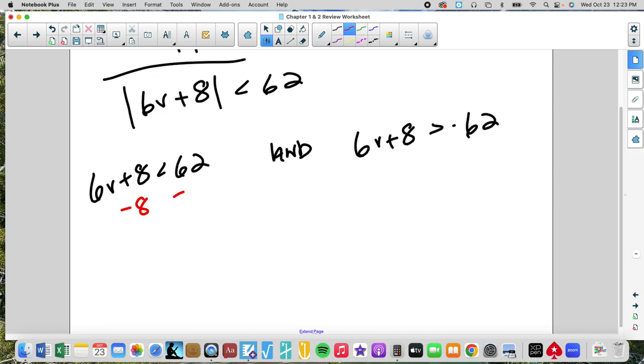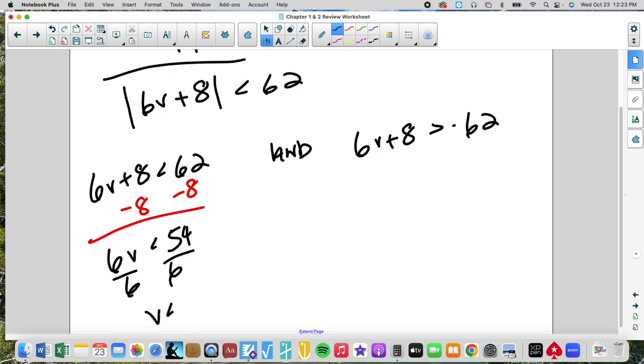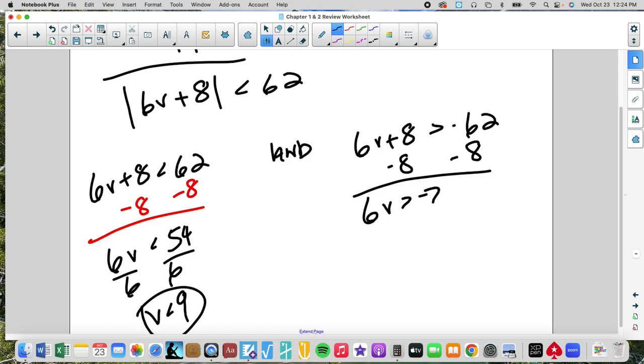Let's minus 8. 6v is less than 54. Divide by 6, divide by 6. V is less than 9. Hello, it took me a little bit. Minus 8, minus 8. 6v is greater than negative 70. Divide by 6. Oh, that's kind of ugly. Negative 35 over 3.